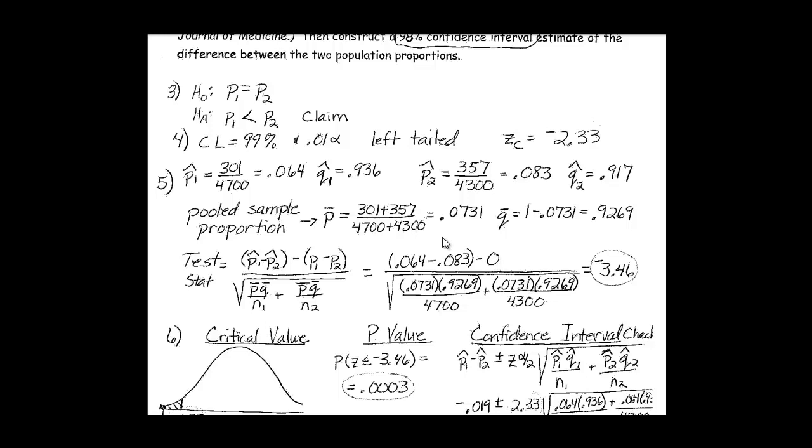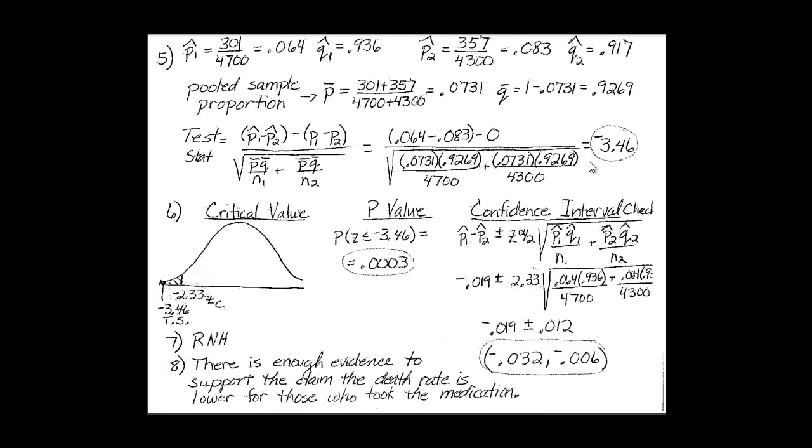Now the zero comes from, if we're assuming that the population proportions are equal to each other, they would have a difference of 0. So that's why we're getting the 0 there. So when we plug all this in, we get a negative 3.46, which is much smaller than our critical value of negative 2.33. When we look at each of our methods here, when I draw the curve, I can see that the test statistic is way down in that tail. That's in the rejection zone.